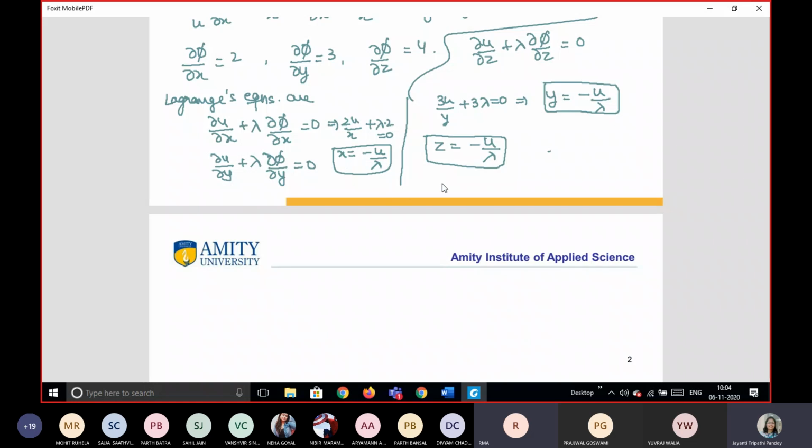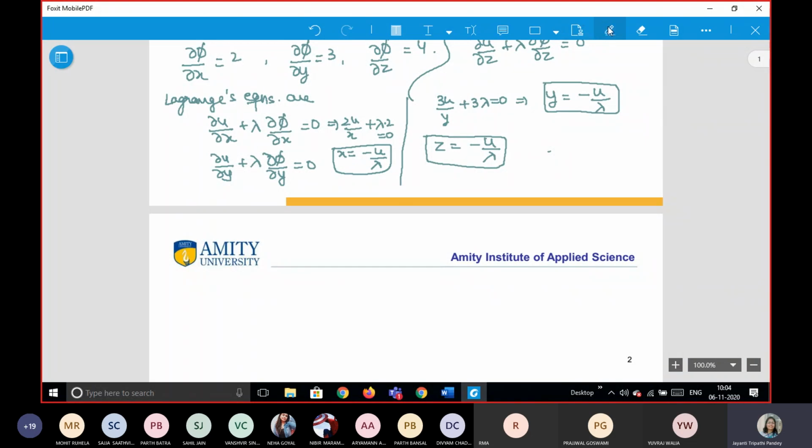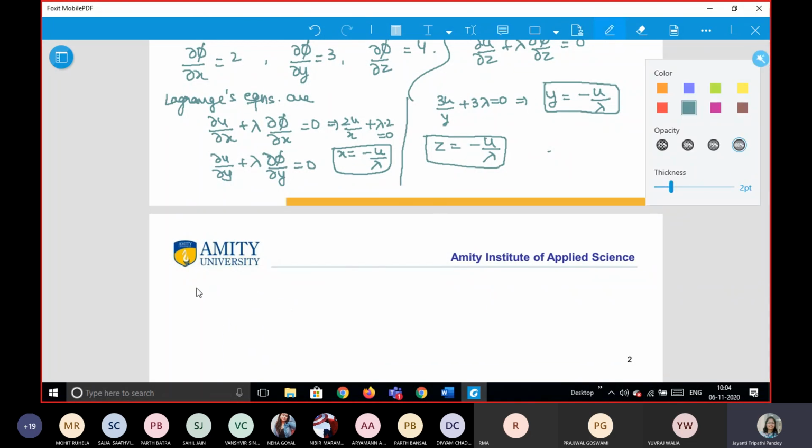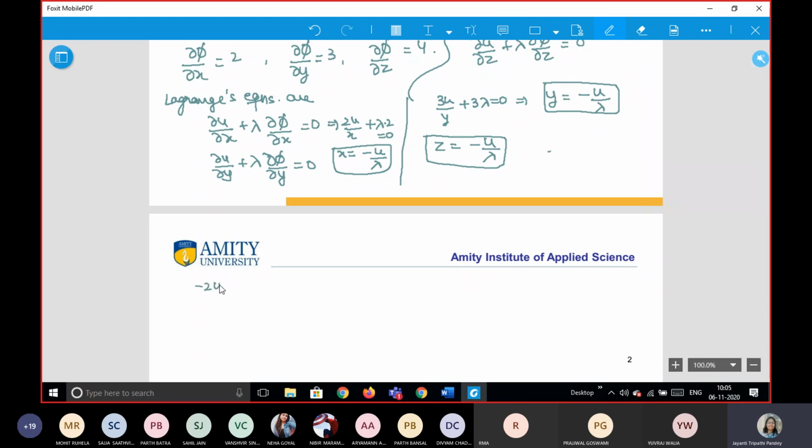Now, once we are able to get x, y and z, we can put it in phi and see what we will get. You will get minus 2u by lambda minus 3u by lambda is equal to 9.